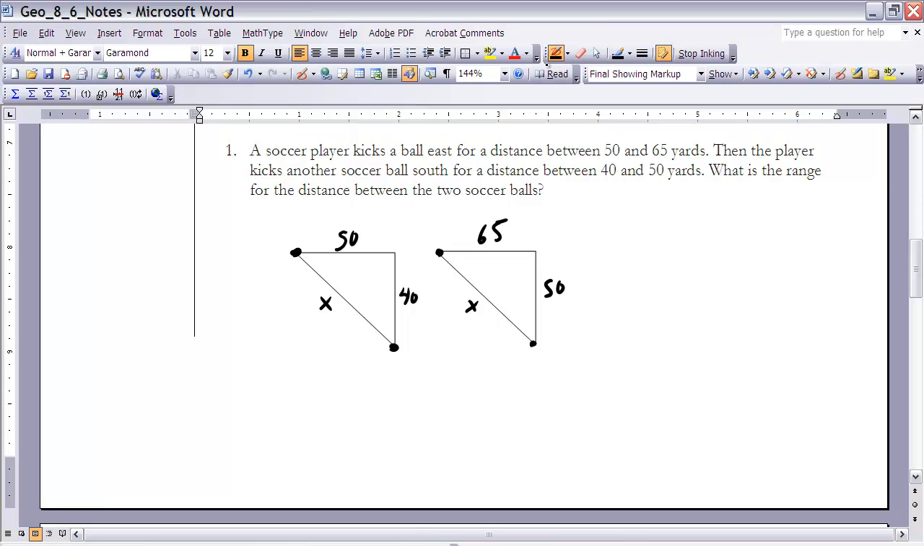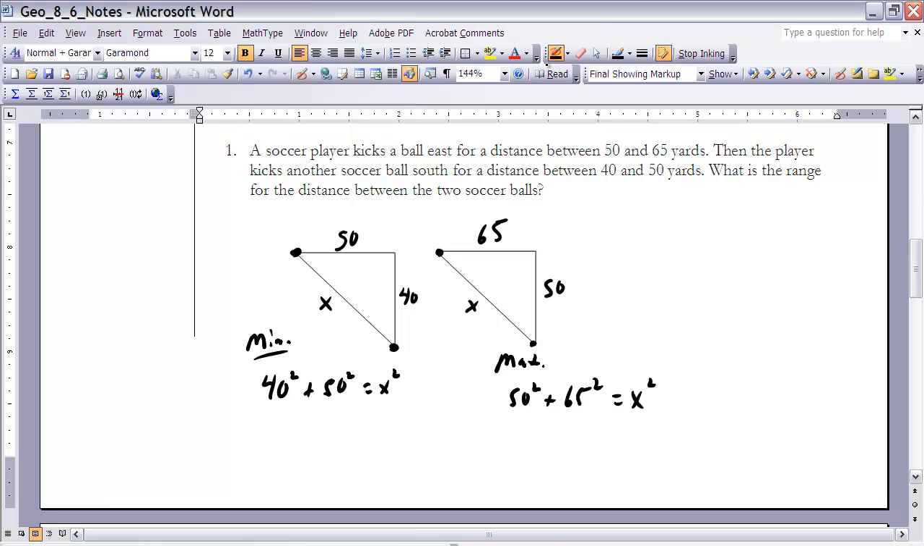So I'm going to lay this out by just taking the legs and squaring them and adding them together. 40 squared plus 50 squared equals x squared. That will give me my minimum here. This is for the minimum. And then over here I'm going to say 50 squared plus 65 squared is equal to x squared. And that's going to give me my maximum.